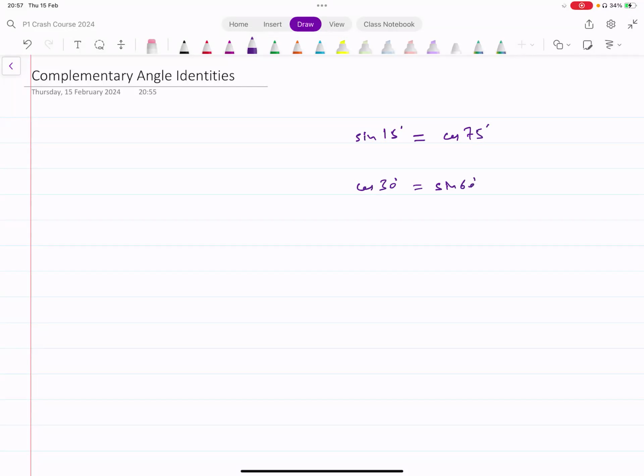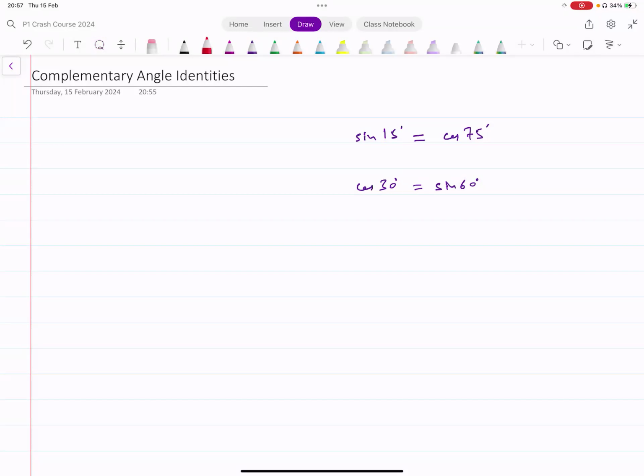And for any other combination of angles in which the angles add up to 90, if you were to find sine of one of those angles, that will be equal to cos of the other angle. Whenever two angles add up to 90 degrees, sine of one of them is going to be equal to cos of the other. All right. Now, why is that? Let's try to understand that.